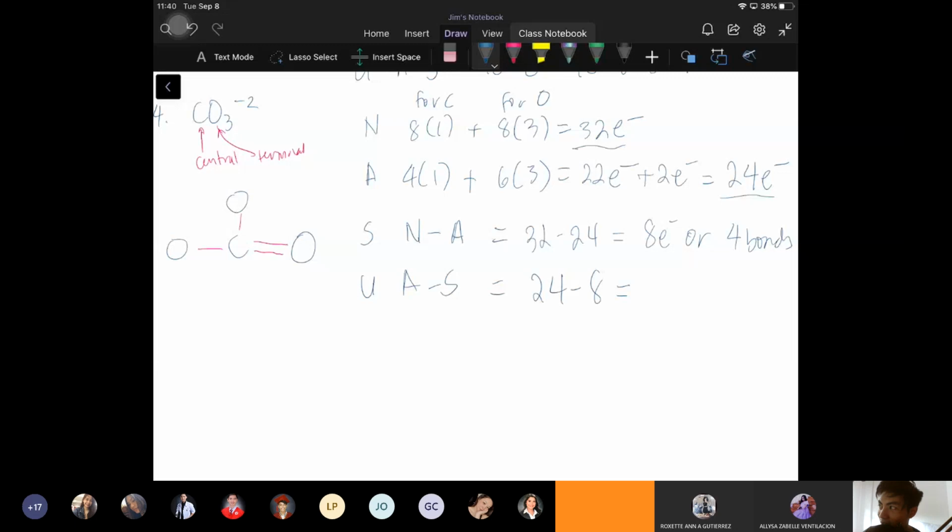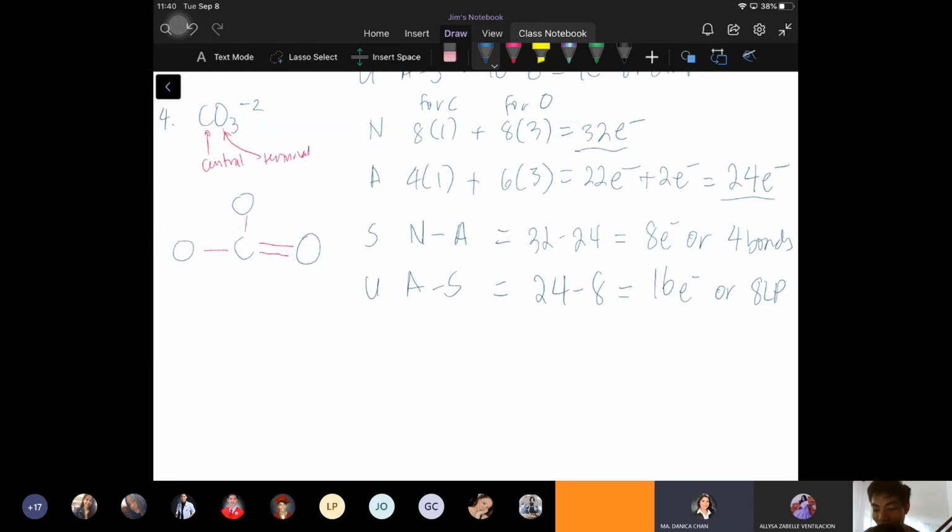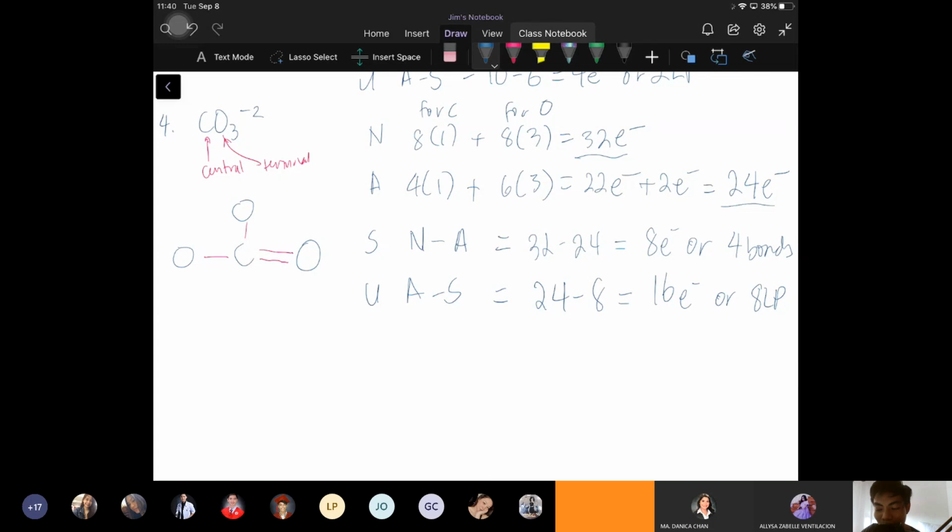Okay. So, A minus S. 24 minus 8. 16. Or ilang lone pairs yan? 8. So, I have to distribute 8 lone pairs. So, i-distribute ko yung mga electrons dito sa aking structure.